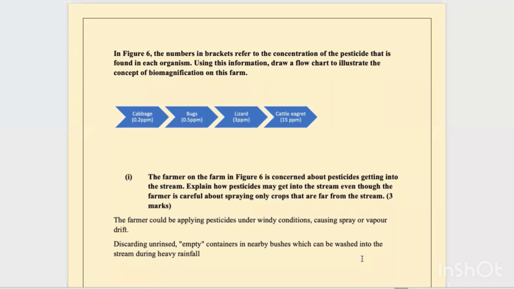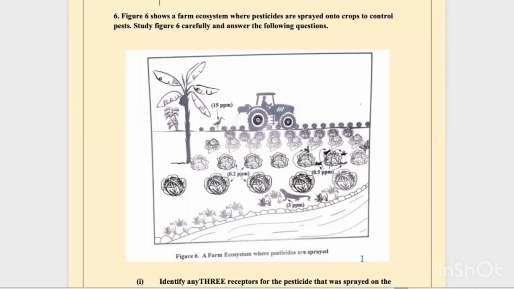Next question, it says in figure 6, the numbers in brackets refers to the concentration of the pesticide that is found in each organism. Using this information, draw a flow chart to illustrate the concept of biomagnification on the farm. Let's go back to figure 6. All right, what we notice about figure 6 now is that the cattle egret had the highest amount of pesticide accumulated. So 15 parts per million for the cattle egret, then 3 parts per million for the lizard, then 0.5 parts per million for the bugs, and 0.2 parts per million for the cabbages.